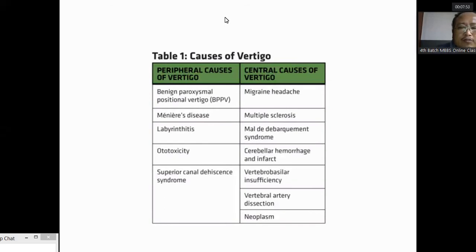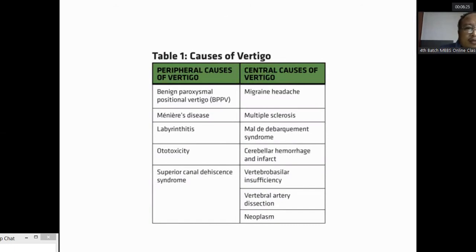These are the diseases we should exclude or differentiate. These are the peripheral ones; the ENT will treat them. And this is the central cause; the neurologists or neurosurgeons or other physicians should be consulted. These are the points we should keep in mind, that this might be a cause that the patients are suffering from.